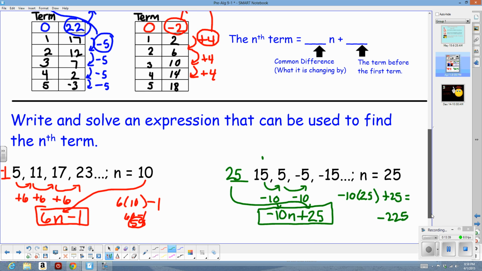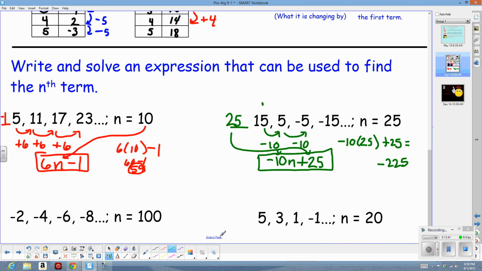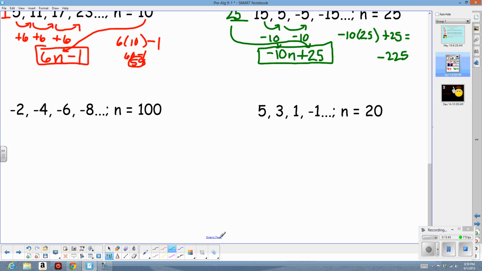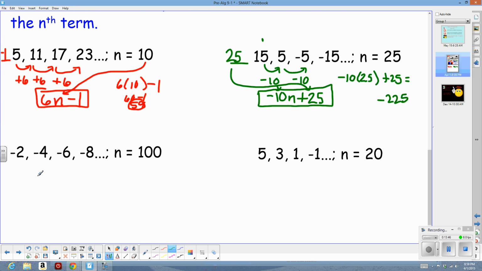You may want to pause the video and try the last two on your own. First, you want to look for the common difference. To go from -2 to -4, that decreased by 2. And it decreased by 2 again and again. So that's our common difference. That's the number that goes in front of n.